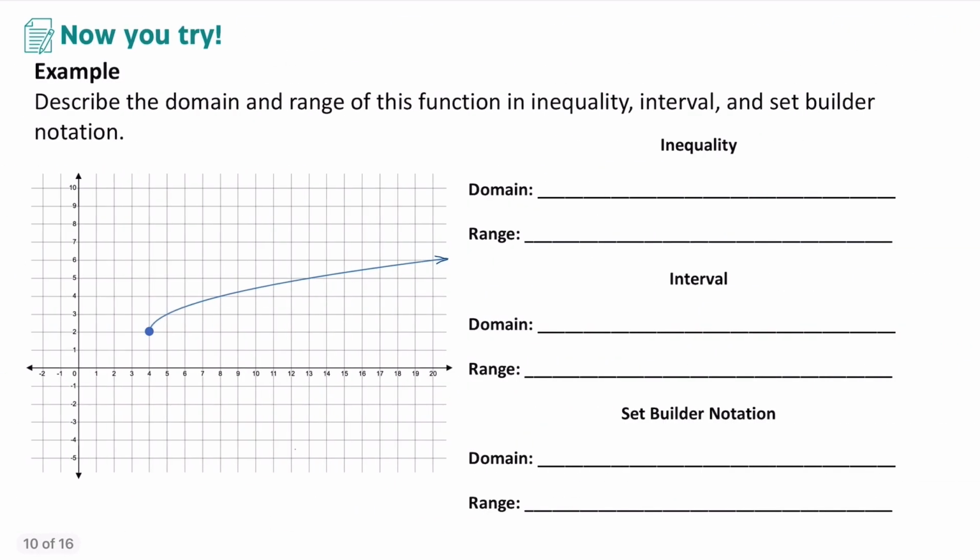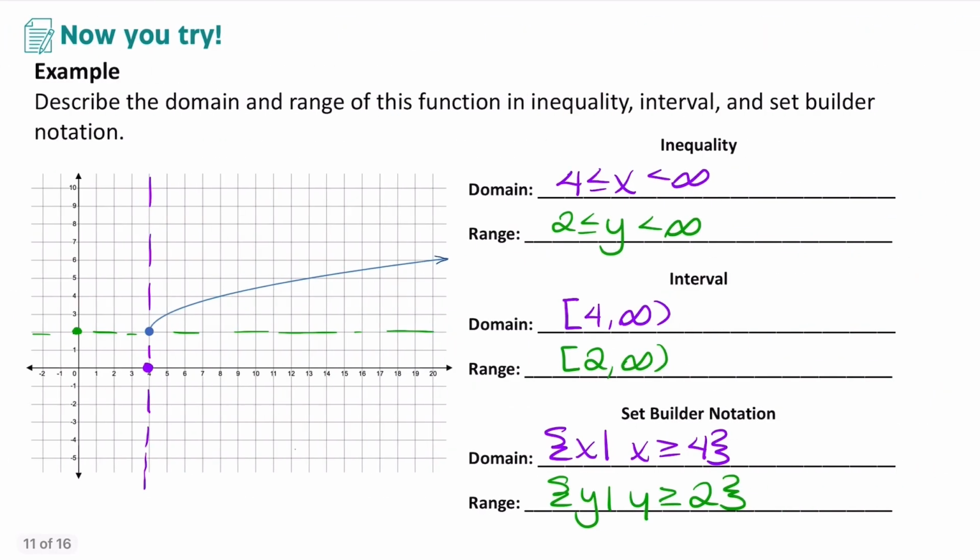So now you can pause the video and try doing this example on your own. So the domain of this function, well, it starts off at 4 and then includes all values that are greater than or equal to 4. So it's going to be 4 less than or equal to x less than infinity. The range starts off at 2 and then includes all values above 2. So it's going to be 2 less than or equal to y less than infinity.